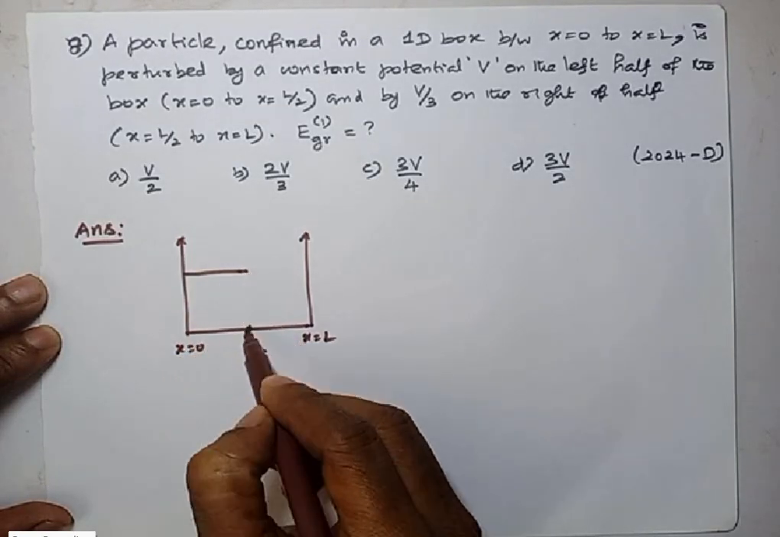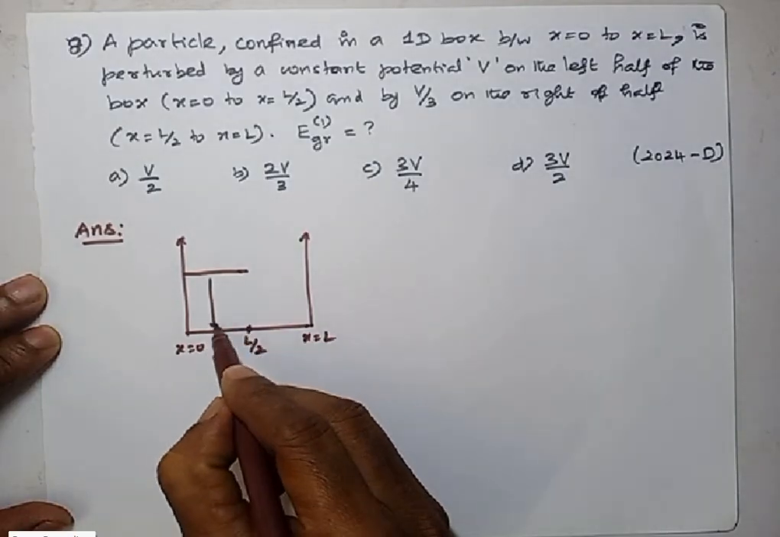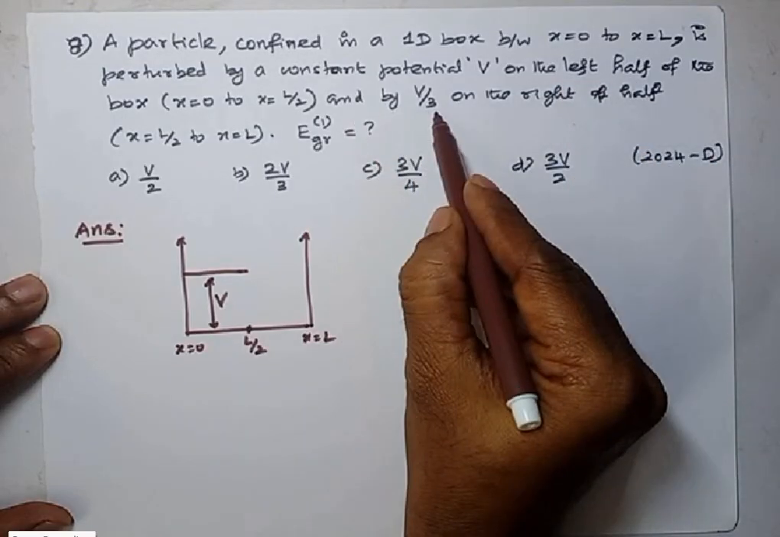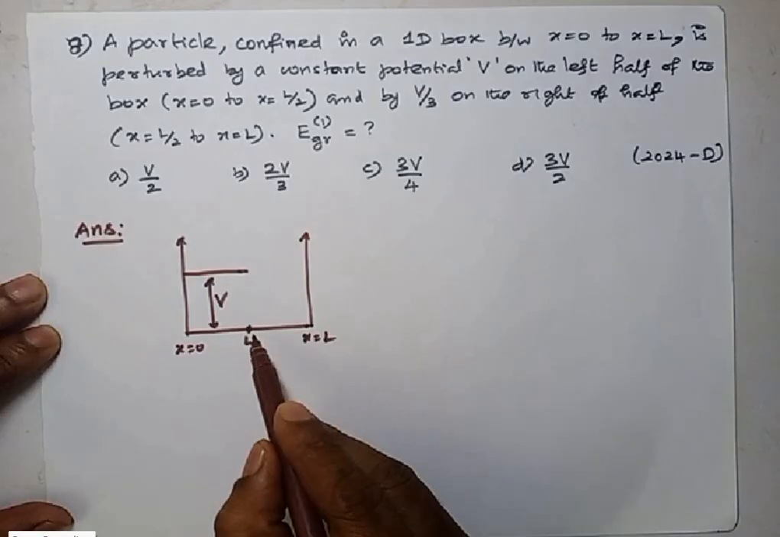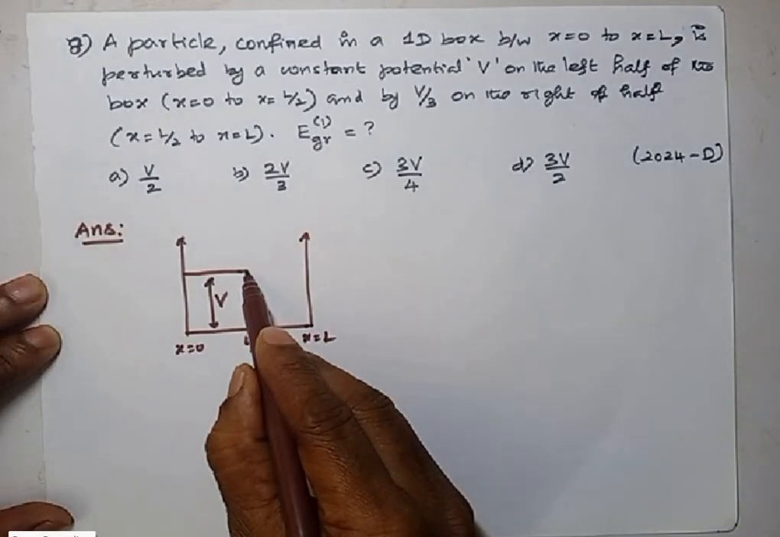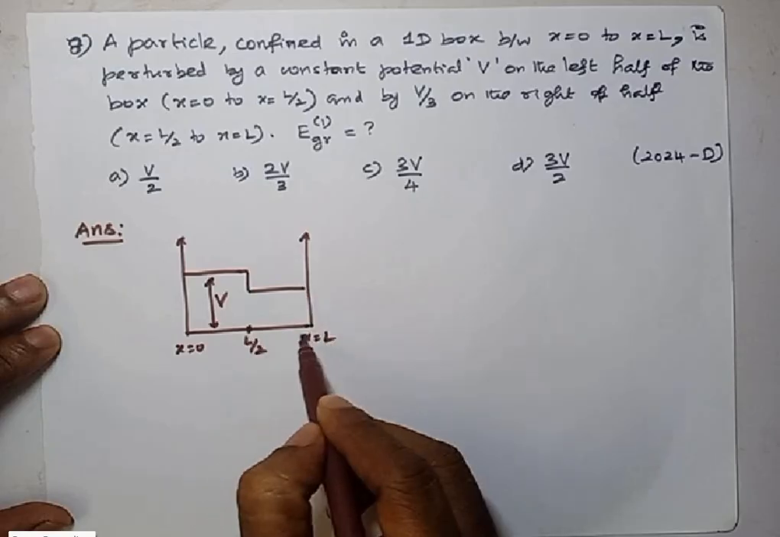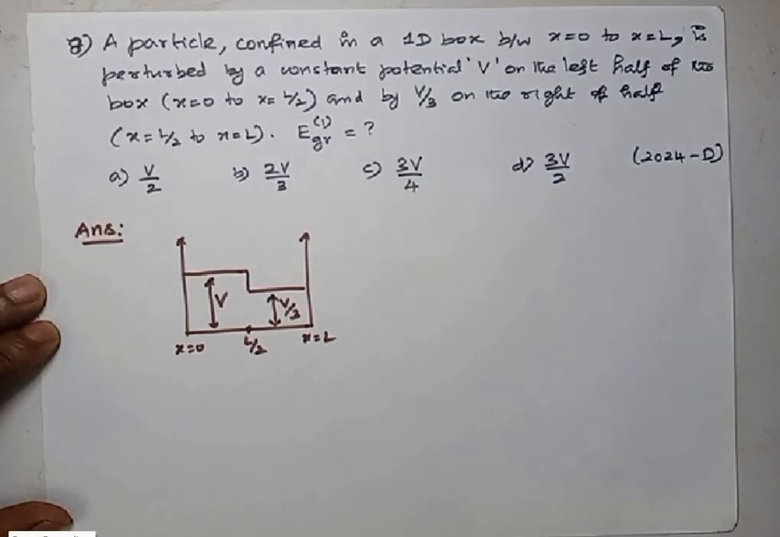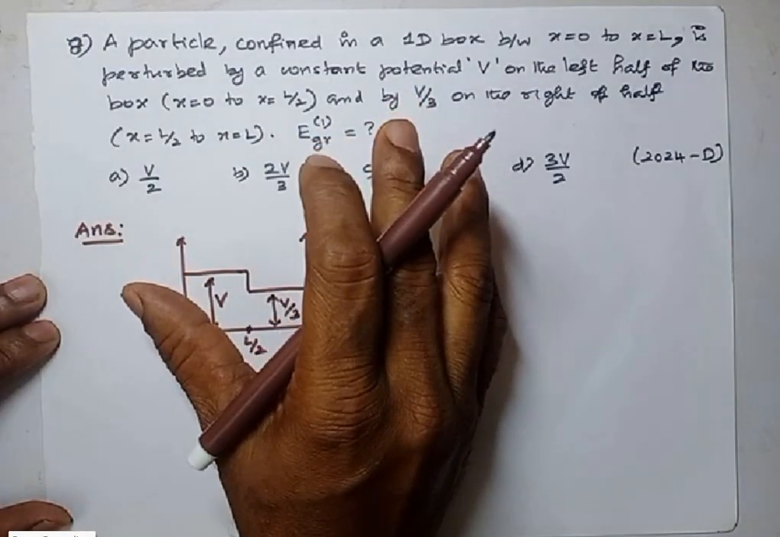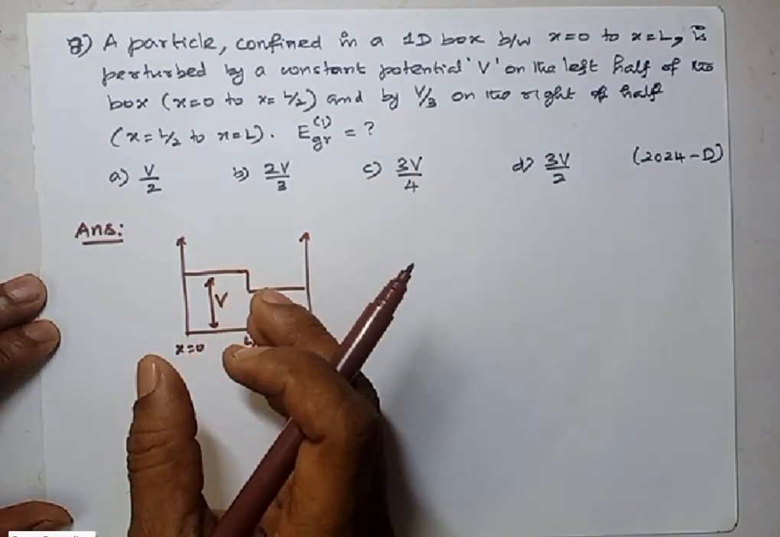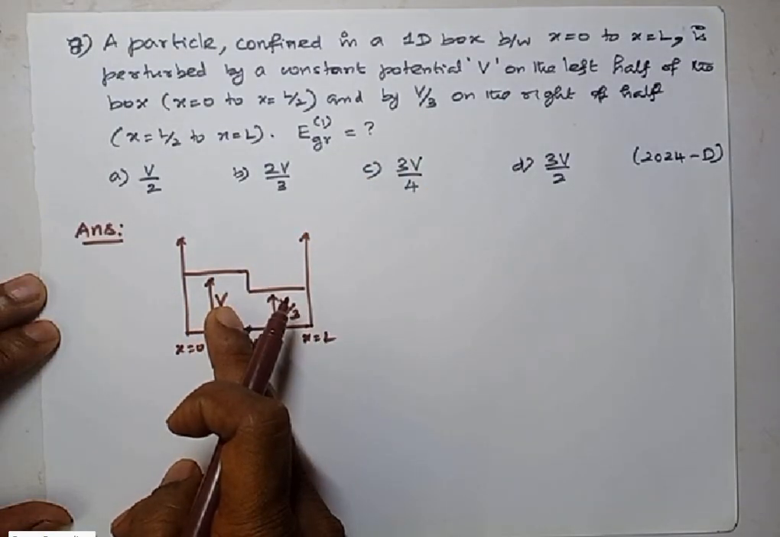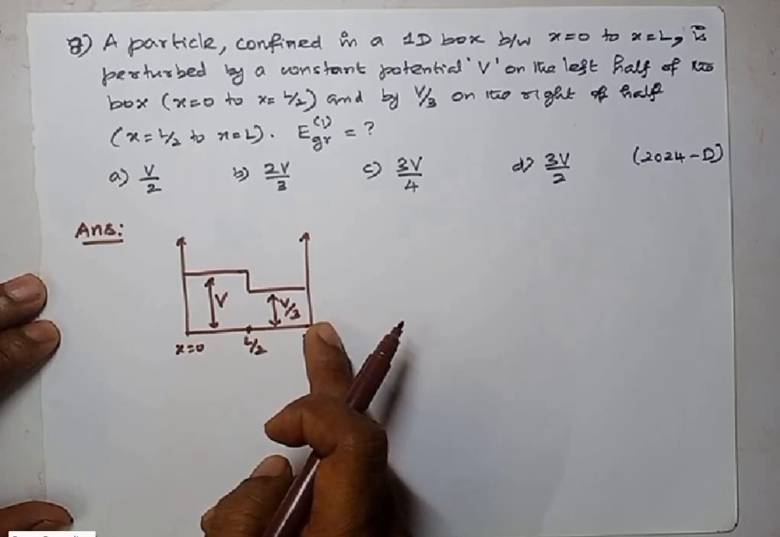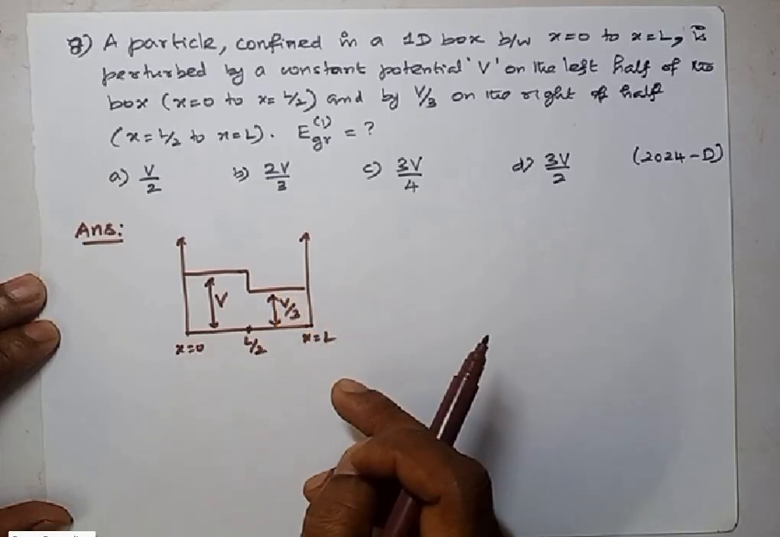Up to the middle of the box, the potential is V. Then on the right half of the box, from L/2 to L, the potential is V/3. So let me draw it like this. Due to the perturbation, inside the box the potential is constant with the value V up to the left half, and in the right half the potential is constant with the value V/3.